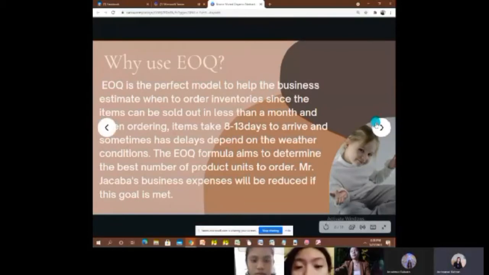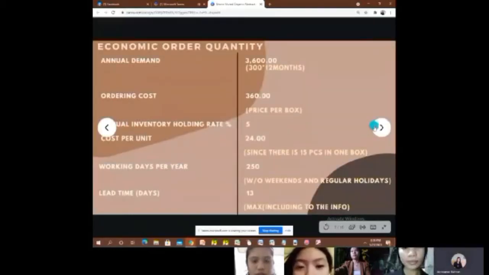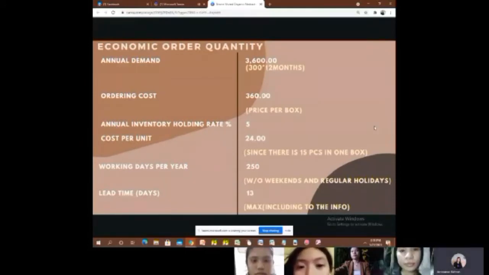The EOQ formula aims to determine the best number of product units to order. Mr. Hakaba's business expenses will be reduced if this goal is met. Using the EOQ model, we will determine the most economically viable quantity of products to buy in a single order. If Mr. Hakaba ordered too few items at once, he can incur higher inventory costs as a result of the higher overall ordering cost.